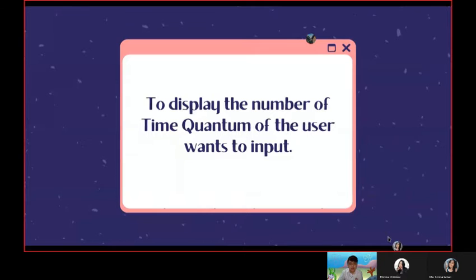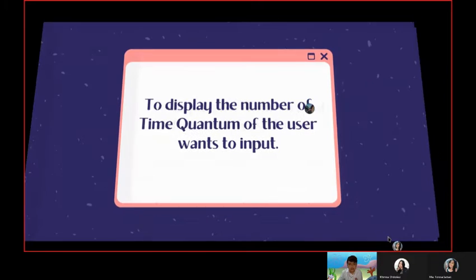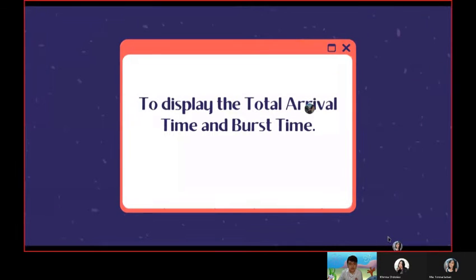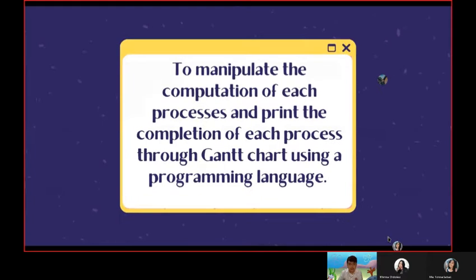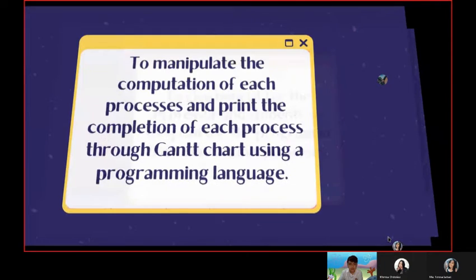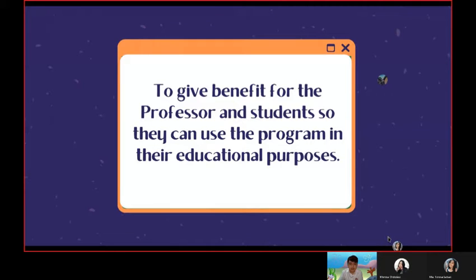To display the number of time quantum that the user wants to input. Next is to display the total arrival time and burst time. Next is to manipulate the computation of each process and print the completion of each process through a Gantt chart using a programming language. Next is to give benefit to the professor and students so they can use the program for their educational purposes.